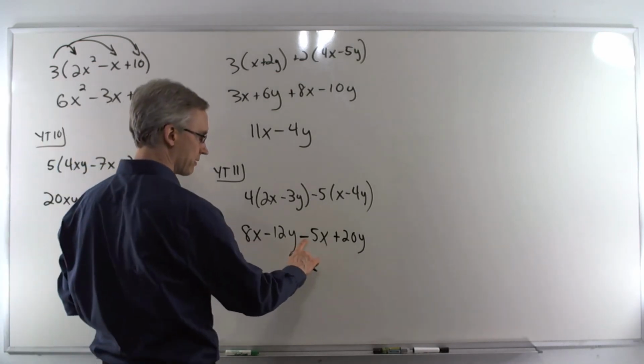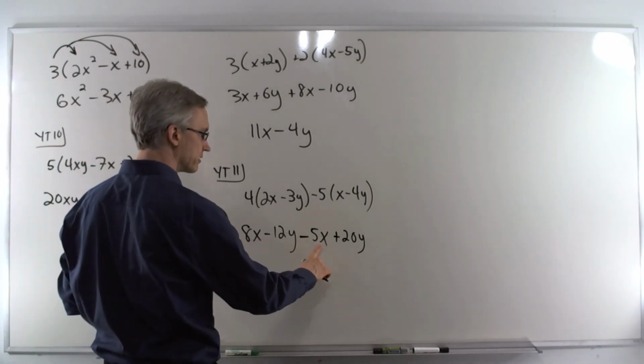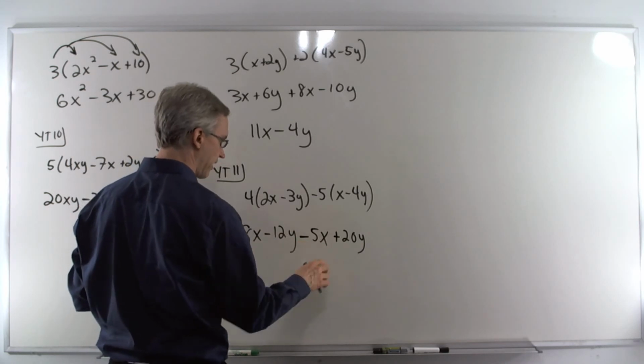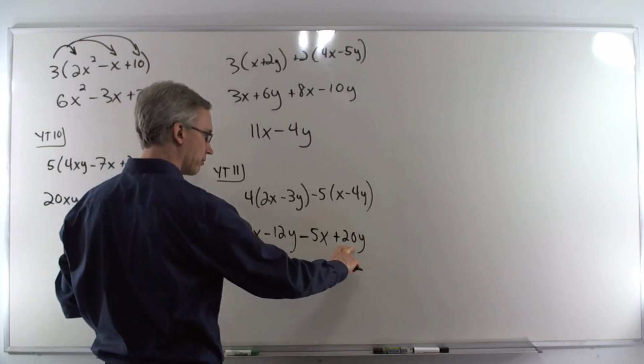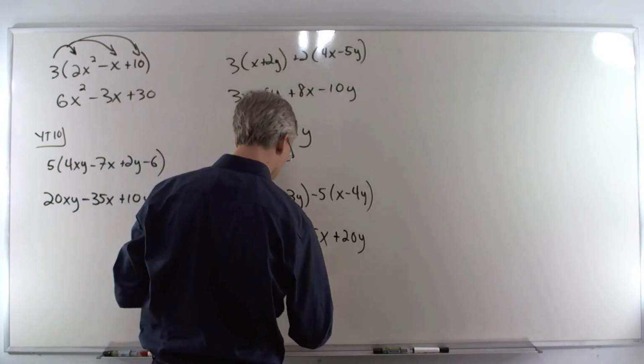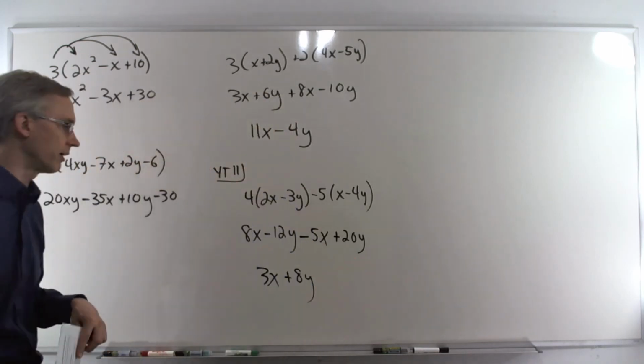8x. Keep in mind that the sign precedes the term, so it's 8x minus 5x. So that is 3x. And then we got negative 12y plus 20y, and that is 8y. 3x plus 8y.